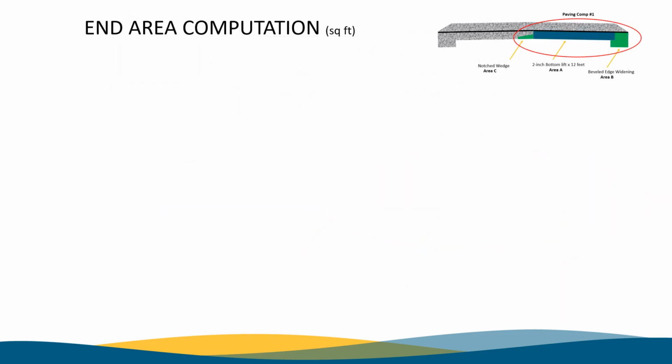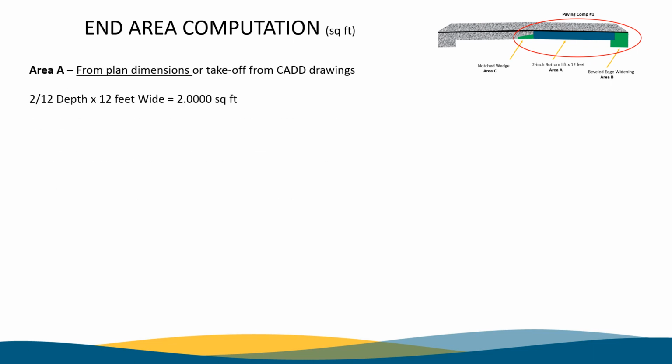So now let's begin the computations. We need to calculate the end areas. Area A is 2 inches thick with a 12-foot wide lane. Convert the 2 inches to feet by dividing by 12, and we end up with 2.0 square feet.